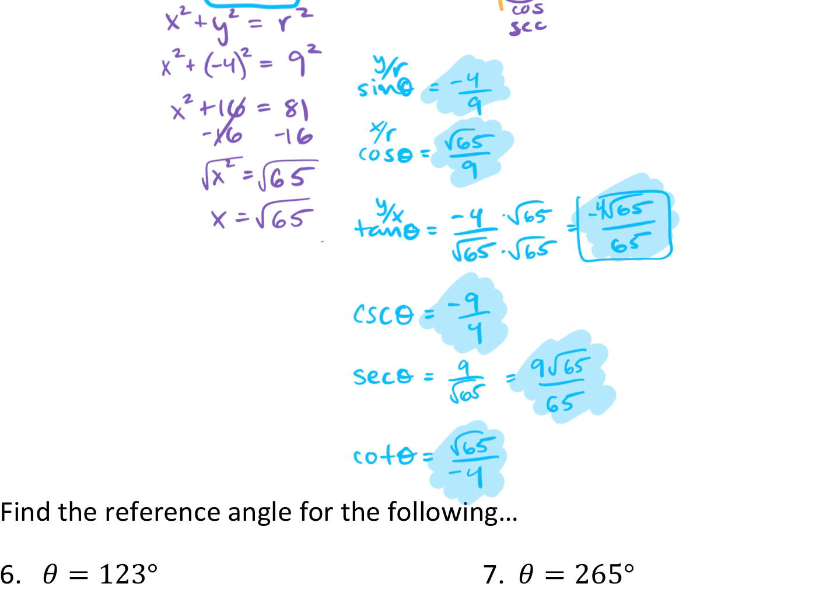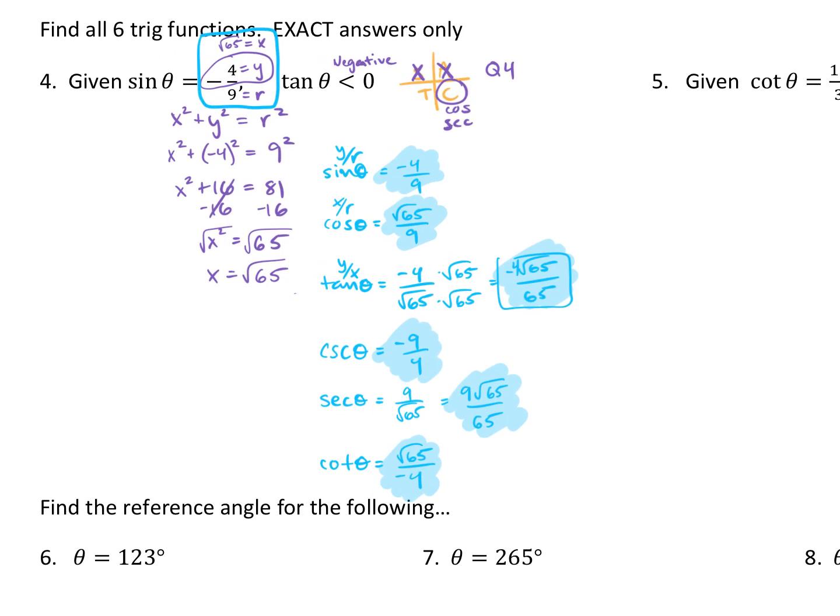Also, let's just double check our signs. We said that we're in quadrant 4, so only cosine and secant are going to be positive. The rest of them are going to be negative. So sine is negative, tangent's negative, cosecant's negative, and cotangent's negative. Secant and cosine are positive. So you can always just check your work at the end. Make sure you're in the right quadrant. Make sure your signs are correct. Any questions here?